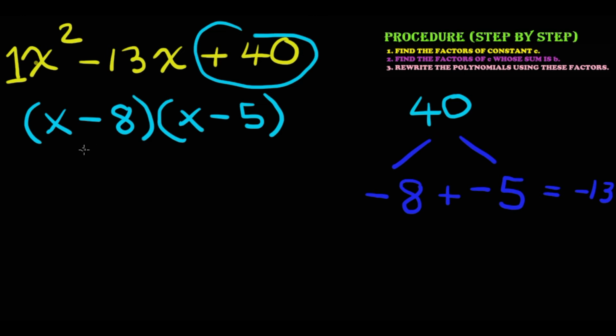Okay, so when you take x minus 8 times x minus 5, you're going to get x squared minus 13x plus 40. Okay, x squared minus 8x plus 15.